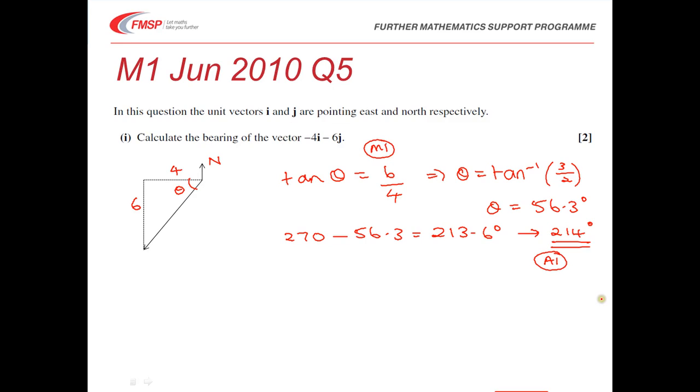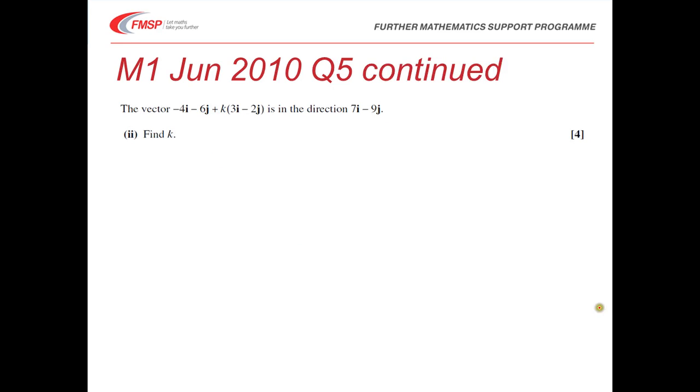Let's have a look at part 2. A little bit more complicated this time. We have a vector that has a k here, a scalar, and it is in the direction of 7i minus 9j. In the direction of means parallel to, and you can think of that as being a multiple of. So if something's in the same direction, its components will be in the same ratio. So, for example, another vector that's in this direction would be 14i minus 18j. It's going in the same direction, it's just twice as big.